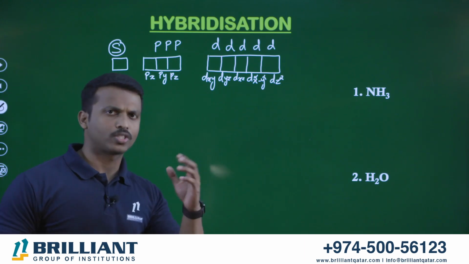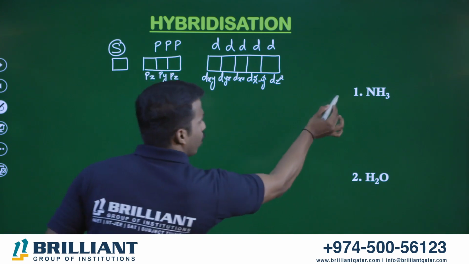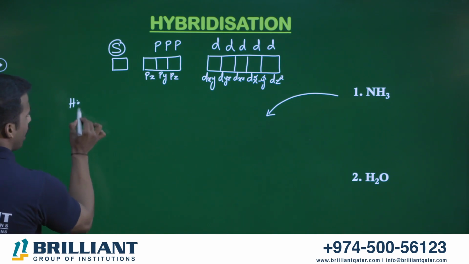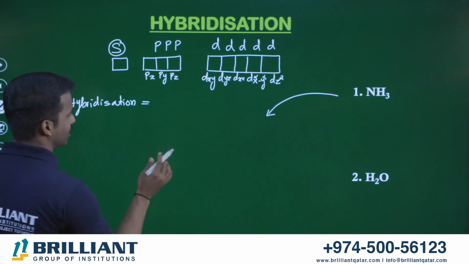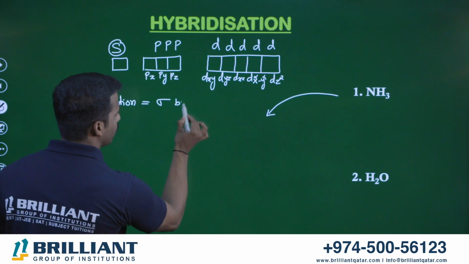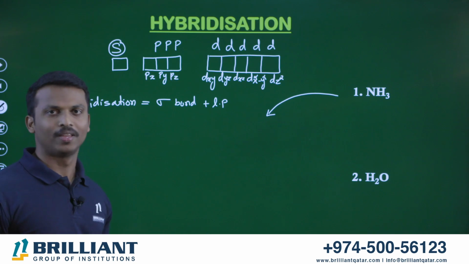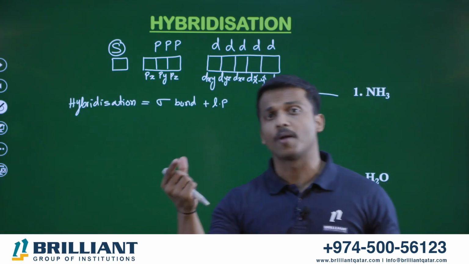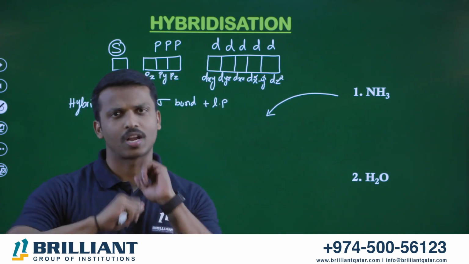Let me discuss. Suppose they are asking you, what is the hybridization in ammonia? Let's find out. Before that, let me tell you, hybridization is calculated by a simple method. Hybridization is equal to the number of sigma bonds plus the number of lone pairs on the central atom. On the central atom, how many sigma bonds and how many lone pairs are there? You just count it. Take the sum.